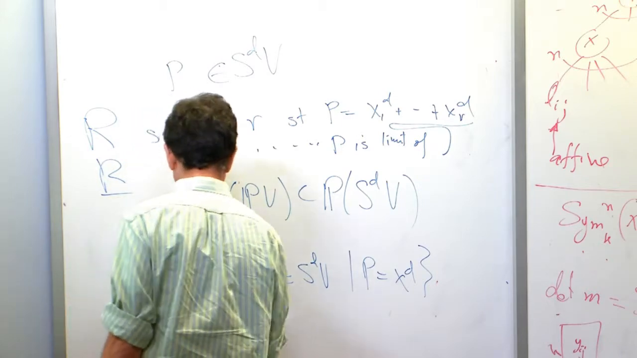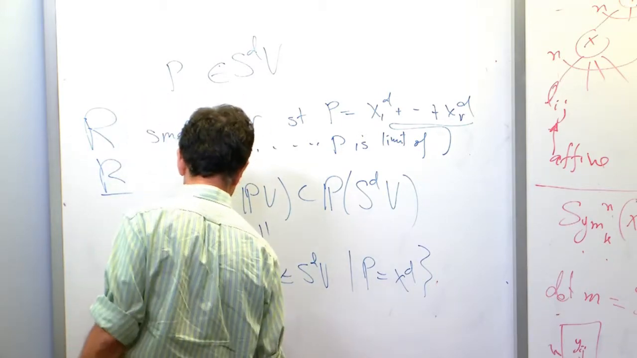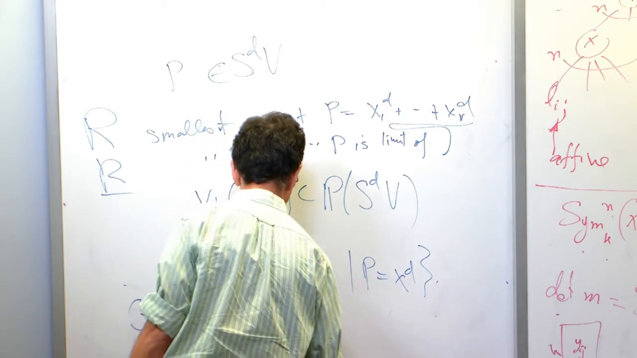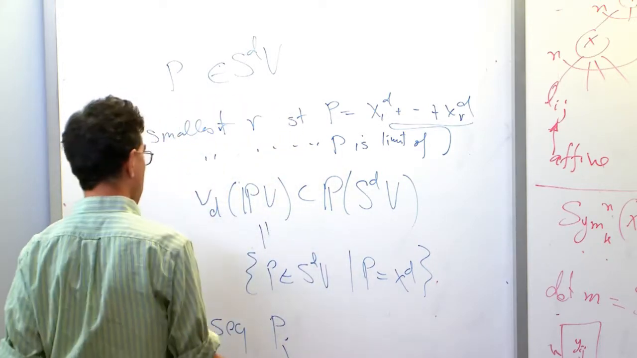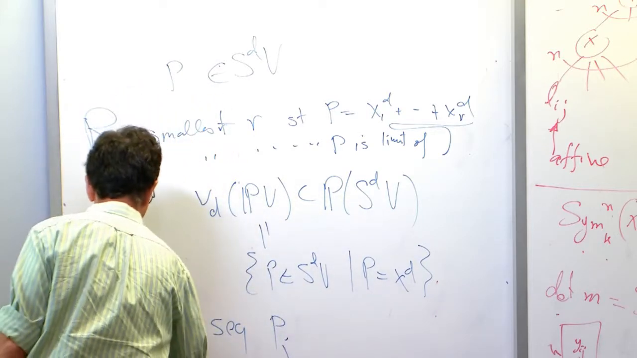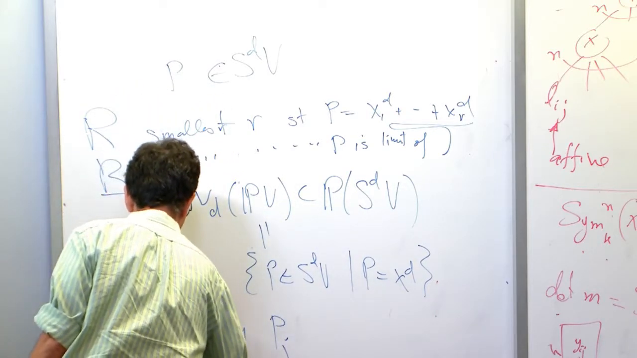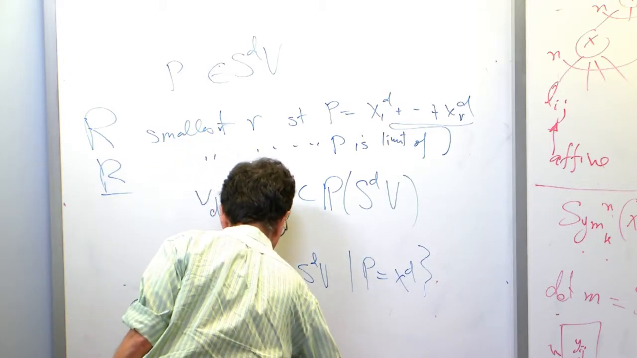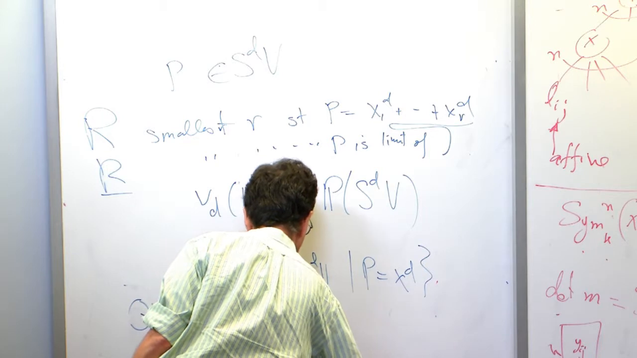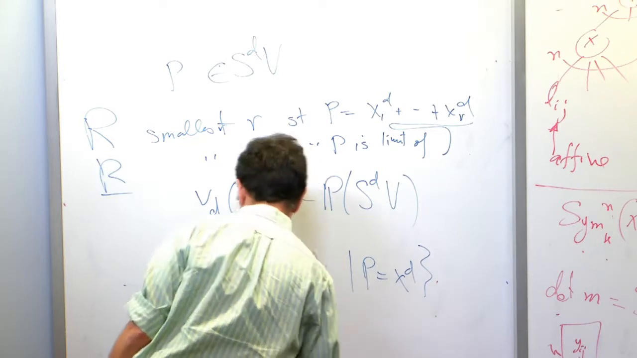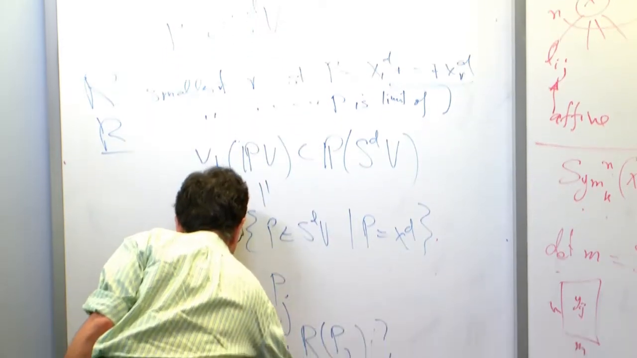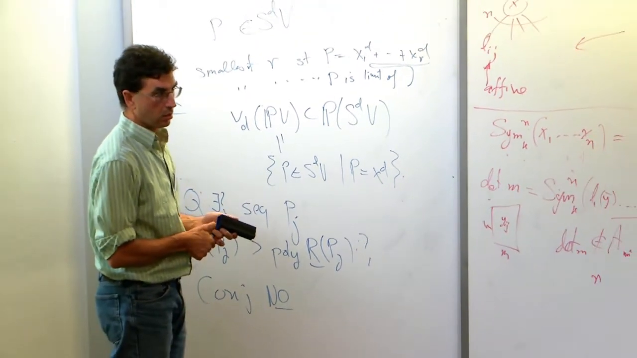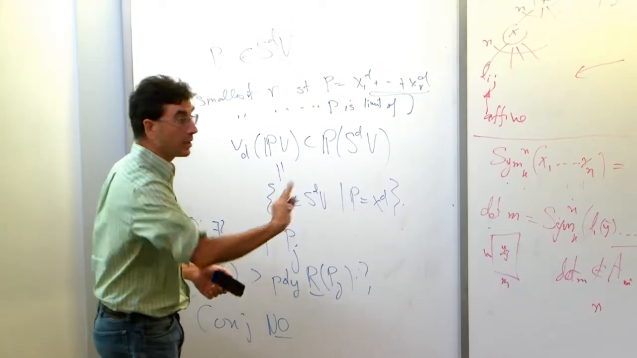So does there exist a sequence Pj where the growth of the rank is greater than a polynomial in the growth of the border rank? And the conjecture is no. These two ranks should coincide. No, they do not coincide in general.